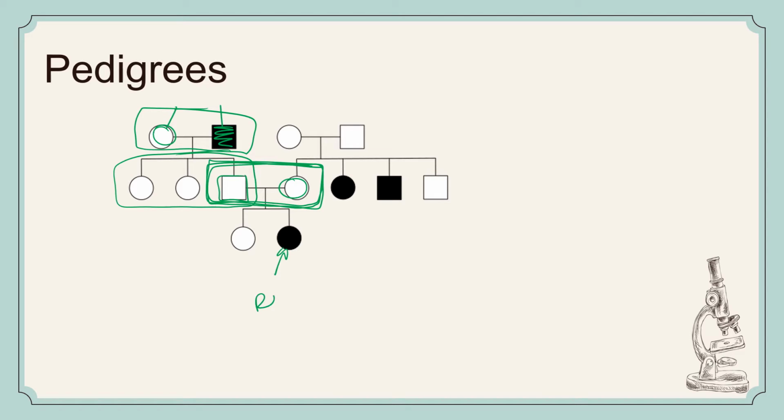This tells us that this trait must be recessive. The recessive allele was masked in these individuals, in these parents, by the dominant allele, but they must have been carriers in order to give it to that offspring. It must also be autosomal. We know that by analyzing the pedigree, because there are equalish numbers of males and females who are affected. If it were sex-linked, we would have way more squares colored in than we have circles colored in.